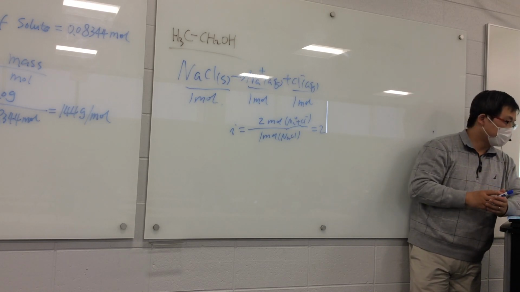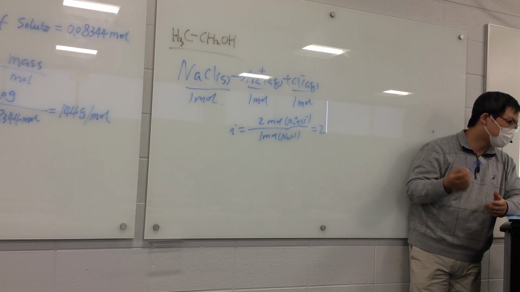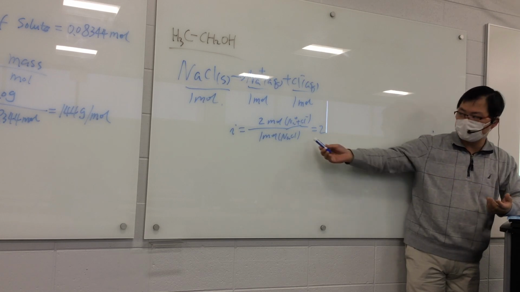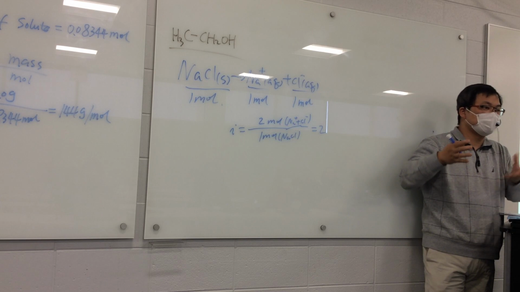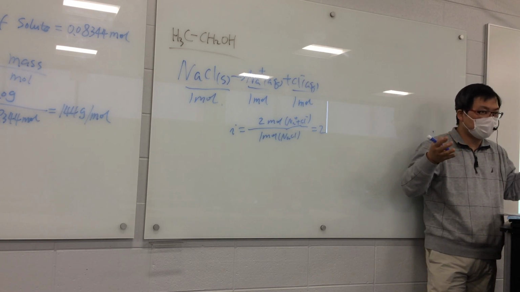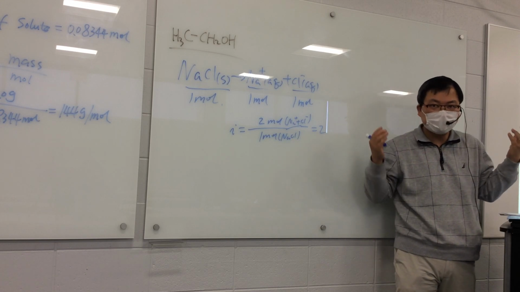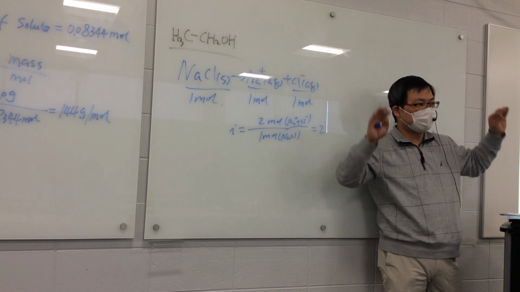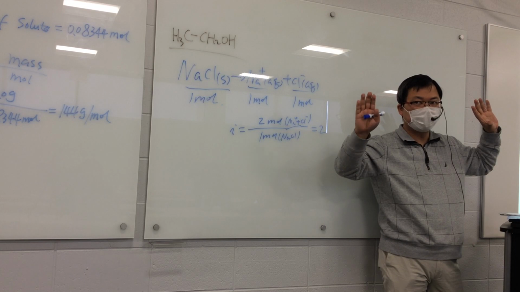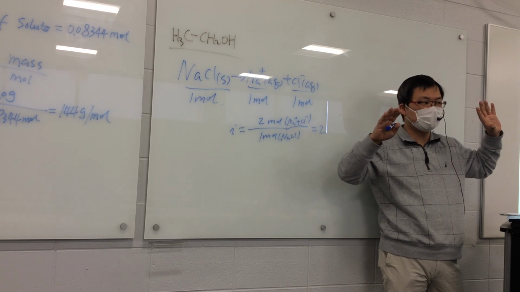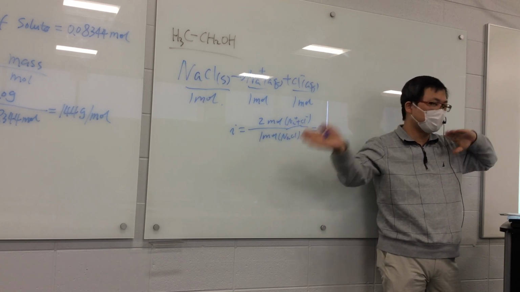And you can check, so not much different. It could be 1.9. It depends on the concentration. Because if the solution is very concentrated, then more and more of the sodium ions and chloride ions can stay together. If the concentration is very dilute, then there are many water molecules that can separate sodium ion and chloride ion.